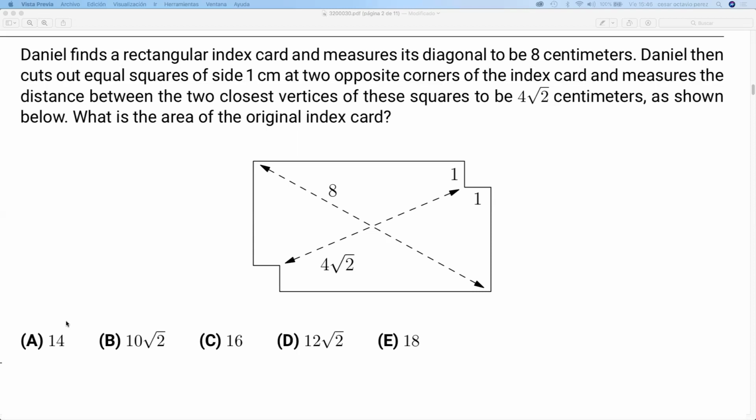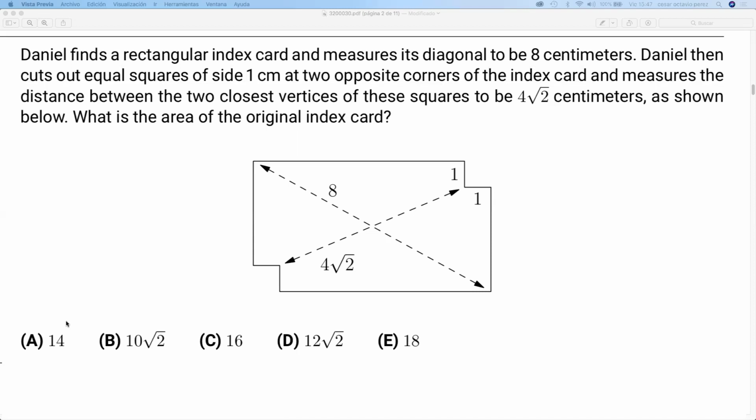Using the Pythagorean theorem, for 8 and 4 times the square root of 2. Do you already have some formula? No. Okay. Let's see.